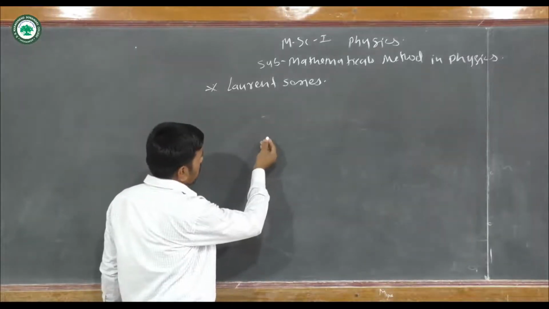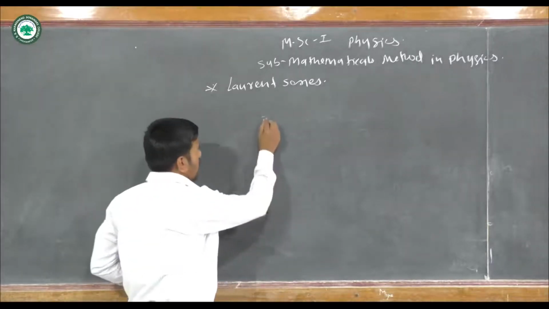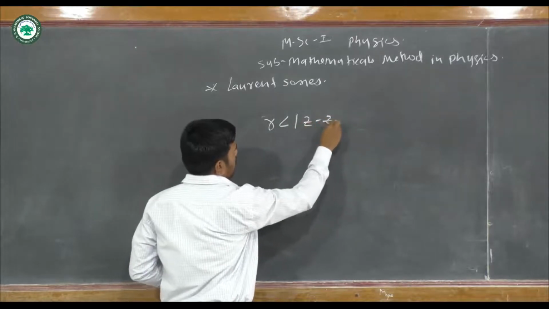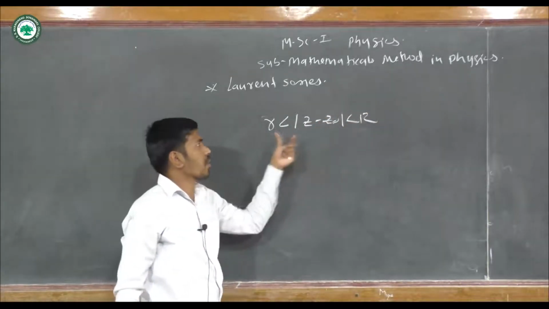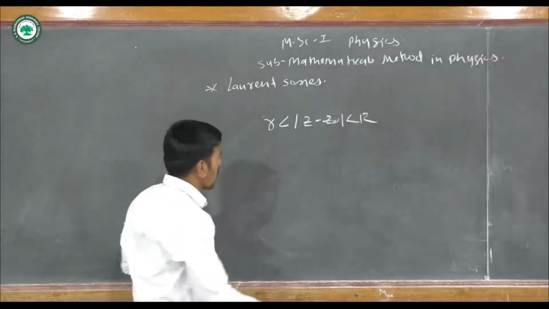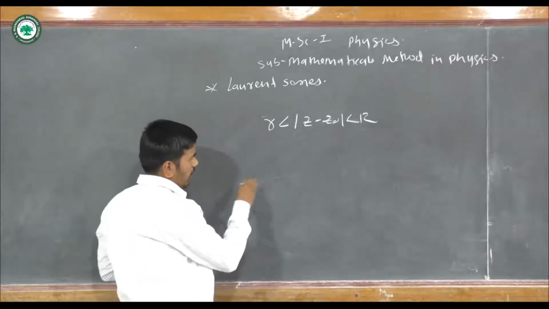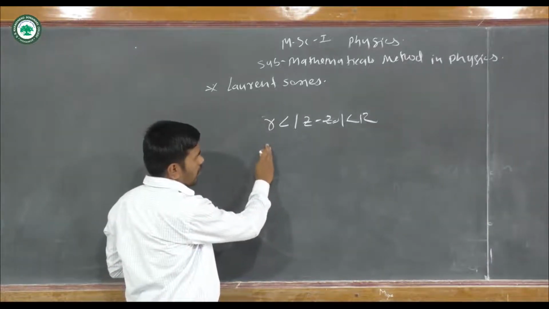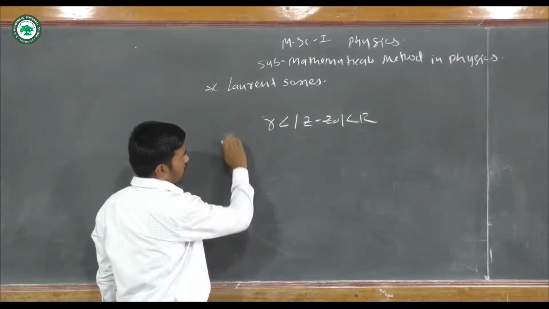For the Laurent series we consider one region, that is, R is less than absolute value of z minus z naught is less than capital R. This is an annular region where f of z is analytic, and we can expand the function f of z in this region by the Laurent series.